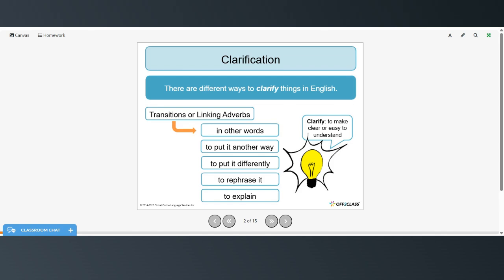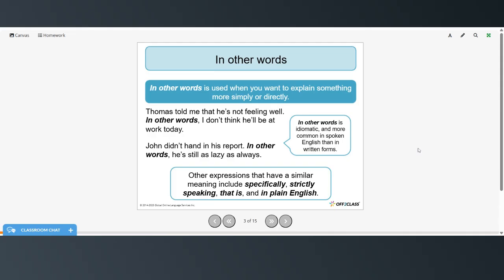So you could say, in other words, to put it another way, to put it differently, to rephrase it, to explain. In other words is used when you want to explain something more simply and directly. Thomas told me he's not feeling well. In other words, I don't think he'll be at work today.